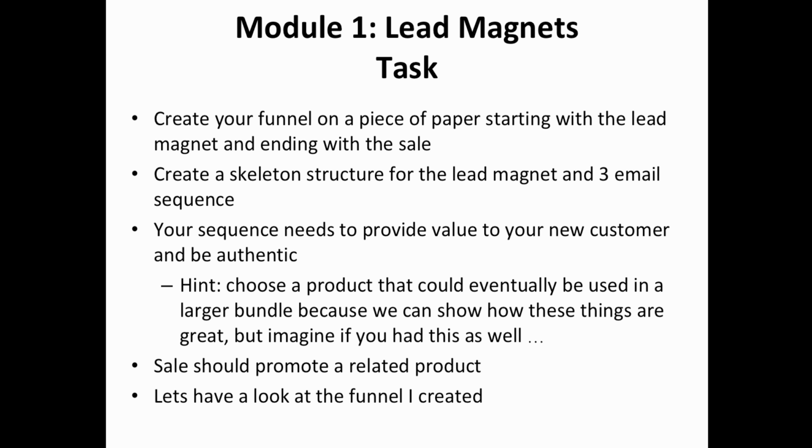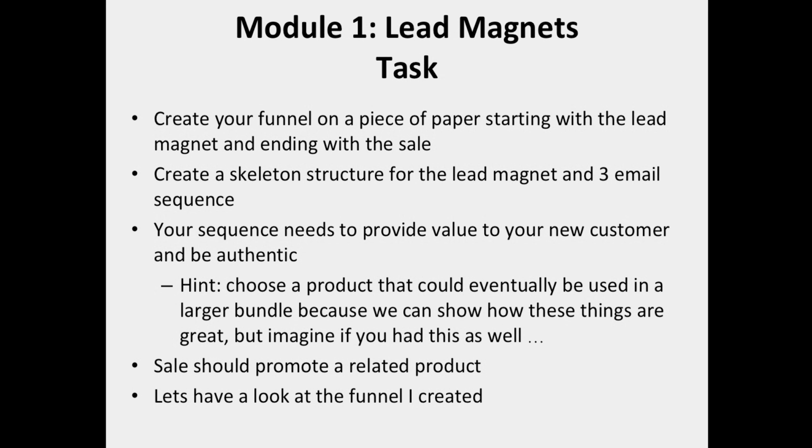We're going to create a skeleton structure for the lead magnet and a 3-email sequence. Your sequence needs to provide value to your new customer and be authentic. This is very, very key. Okay, and hint, when you're choosing a product, choose one that could eventually be used in a larger bundle, because then we can show in our email sequence how these are used together. Okay, you can say, but imagine if you had this as well, for instance. Now, your sale or your lead magnet or your activity should promote a related product, like I was saying. Okay, so everything should flow from one point to the second point to the third point, all very well.